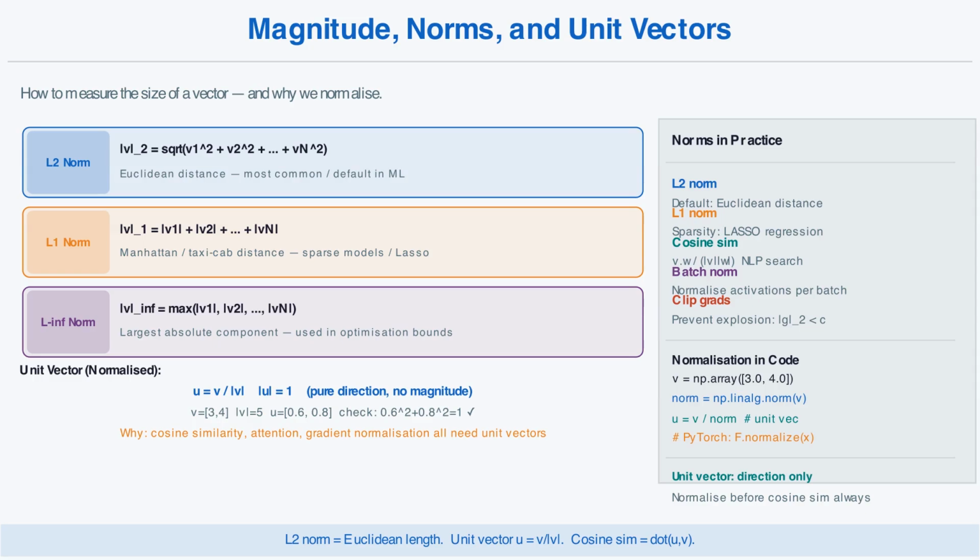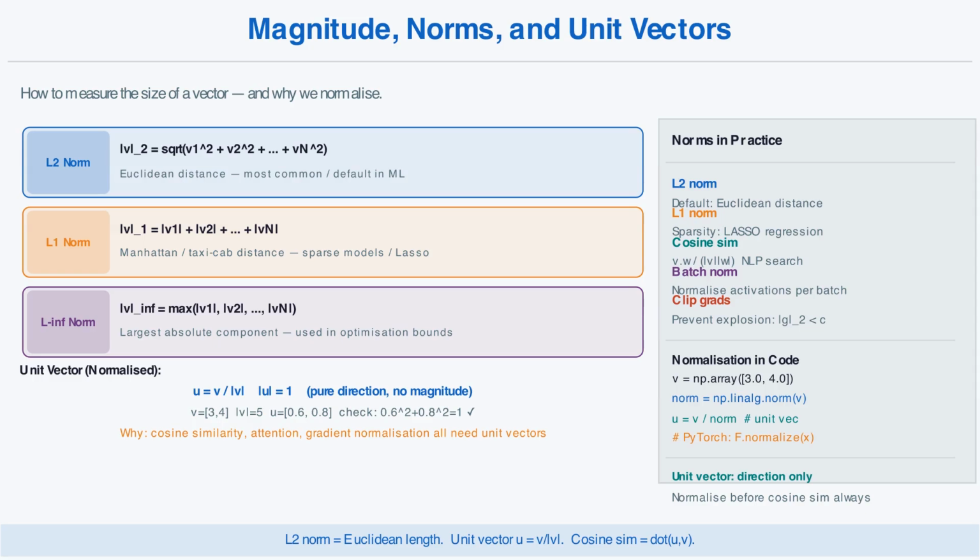The L1 norm adds the absolute values of all components without squaring. It measures the total Manhattan distance, the distance you would travel on a grid. The L1 norm appears in lasso regression and in sparse neural networks because minimizing the L1 norm tends to push small weights all the way to 0. The L-infinity norm is simply the largest absolute component. It is useful in optimization bounds and robustness analysis.